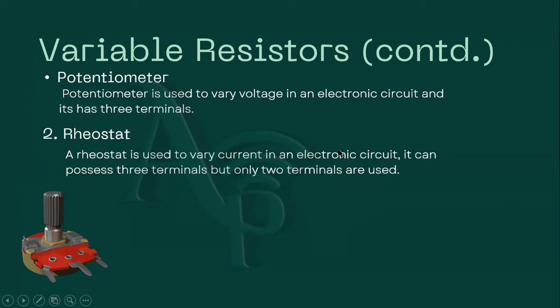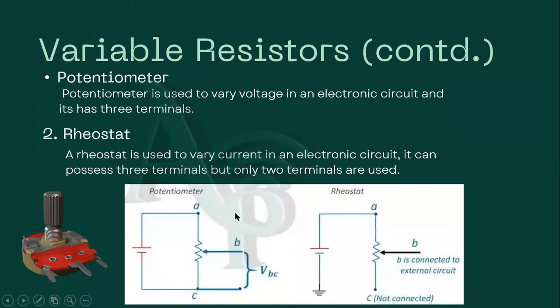As a rheostat, it is used to change the value of current in a circuit. You can use this variable resistor, but then you make use of only 2 terminals instead of the 3 terminals. Remember, when using it as a potentiometer, you make use of the 3 terminals. When using it as a rheostat, you make use of only two terminals. This is a very good example of how variable resistors are connected.